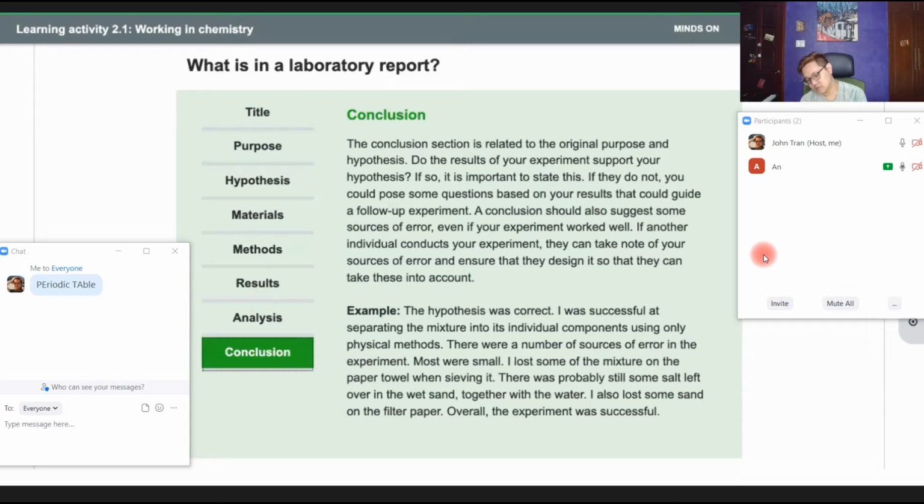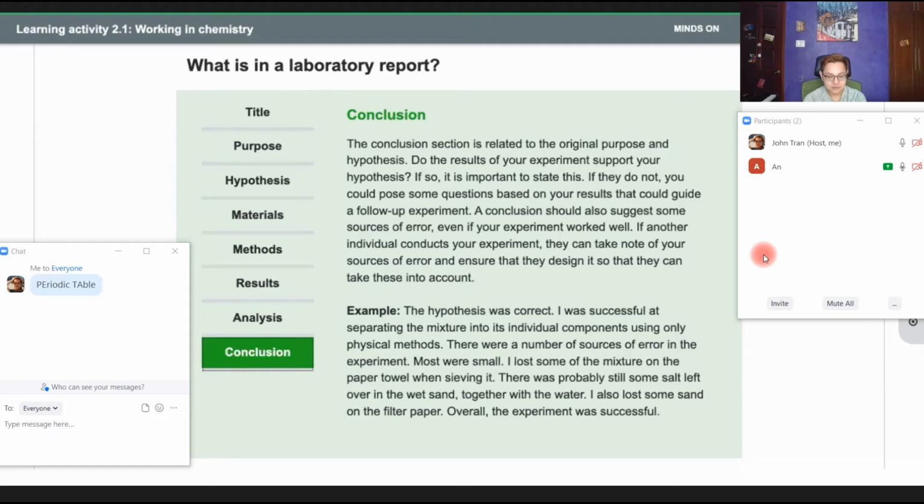A conclusion should also suggest some sources of error. Even if your experiment worked well, if another individual conducts your experiment, they can take note of your sources of error and ensure that they design it so they can take these into account.